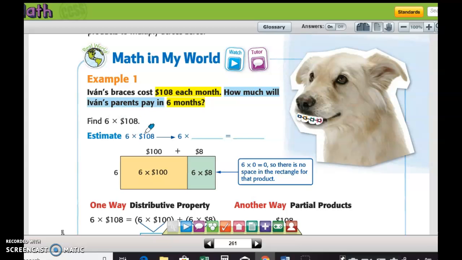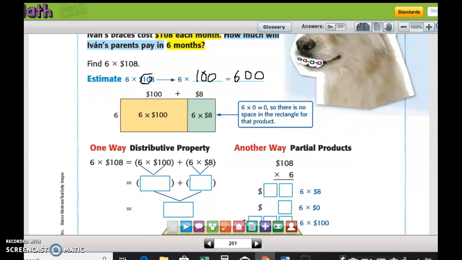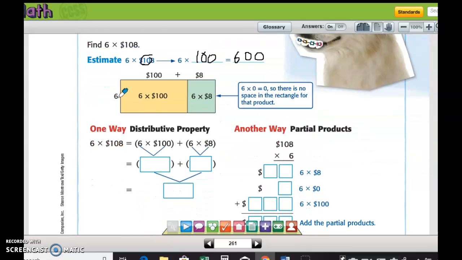We're going to estimate 6 times 108, underline, circle. That makes 100. 6 times 100 is, if you said 600, you got it right. Okay, that's our estimate, and that'll help us determine if our answer is reasonable. So here's the area model, 6 times 100 and 6 times 8. They did not do the tens place because it's 0, so they could leave that out.